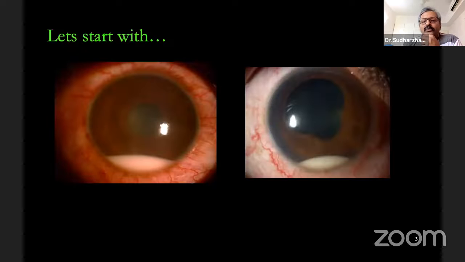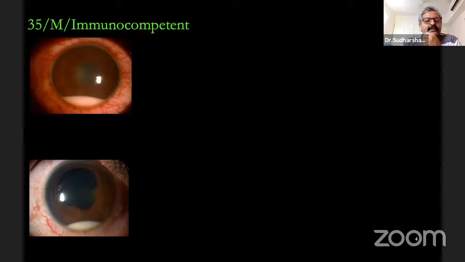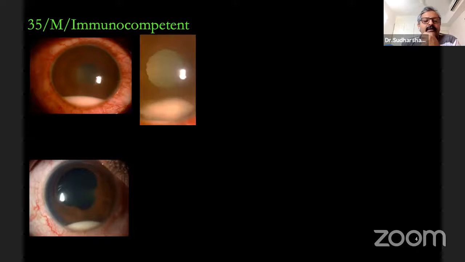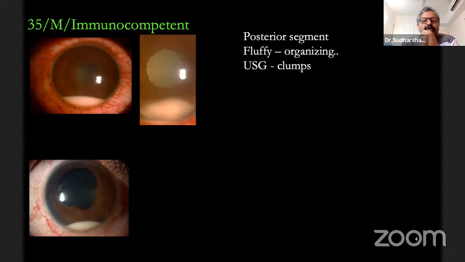So let's start with the most scary one, the hypopyon. When we look at a hypopyon, we try to look at the characteristics of the hypopyon, look at the supportive evidence of the fundus, look at the glow, look at if there is any other history suggestive of it. This is a similar age of a patient who had a hypopyon. The first patient actually had an organizing thick hypopyon with a glow which we couldn't make out much of the fundus features. Ultrasound shows clumps and organizing fluffy exudates.